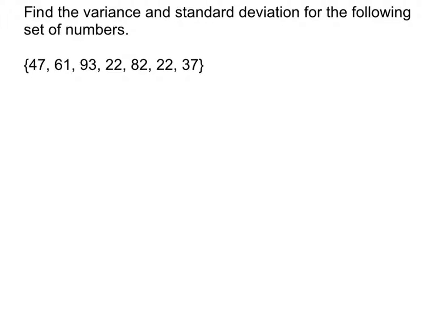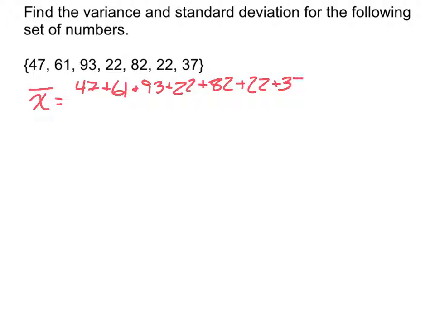So to find the variance and standard deviation for these, we're going to find the variance first, and what we need to do is to find the mean, which you remember was x bar, and we're going to add up all 7 numbers. So 47 plus 61 plus 93 plus 22 plus 82 plus 22 plus 37. And we're going to divide by how many we have, which was 7. And our result is 52. So our mean is 52.